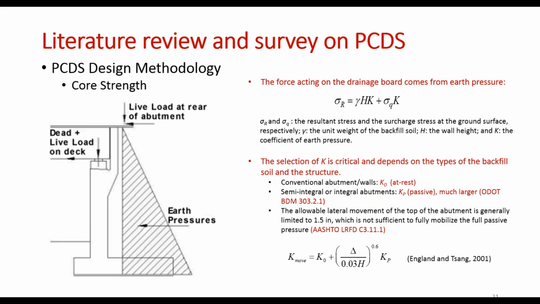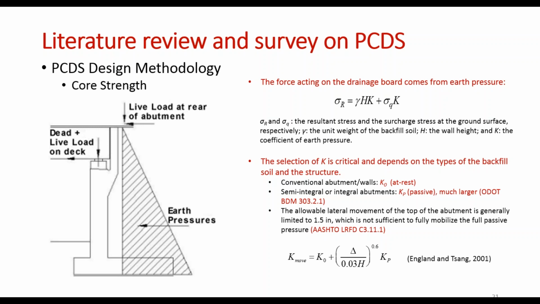The selection of the K is actually critical, and it depends on the type of the backfill soil and the structure. For conventional abutments and walls, you can use the at-rest coefficient, K0, which is typically a low value, about 0.5 for most soils. But if you are designing semi-integral and integral abutments, the expansion of the deck will push the wall towards the soil, so you will have a larger lateral earth pressure.